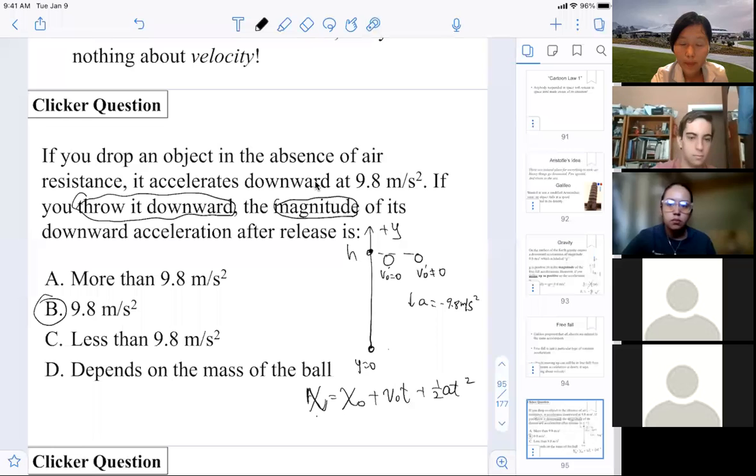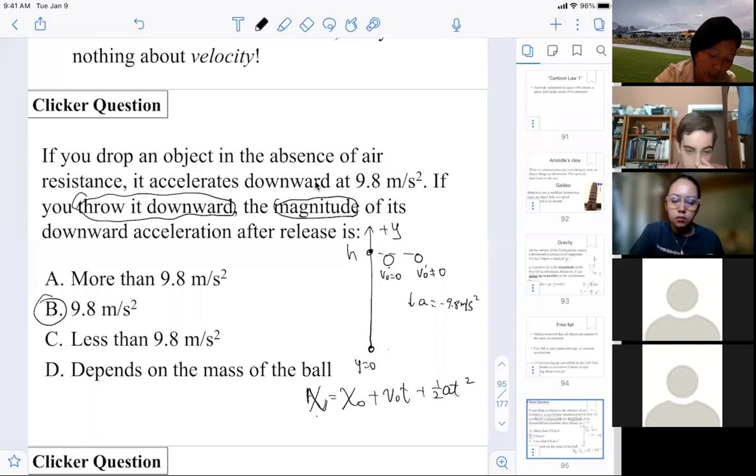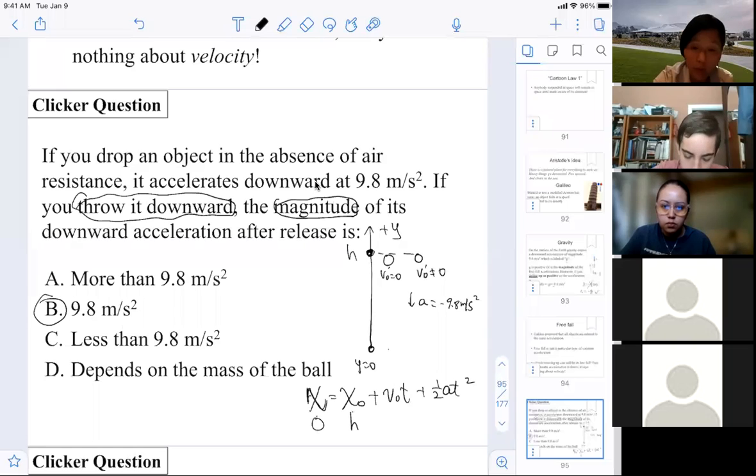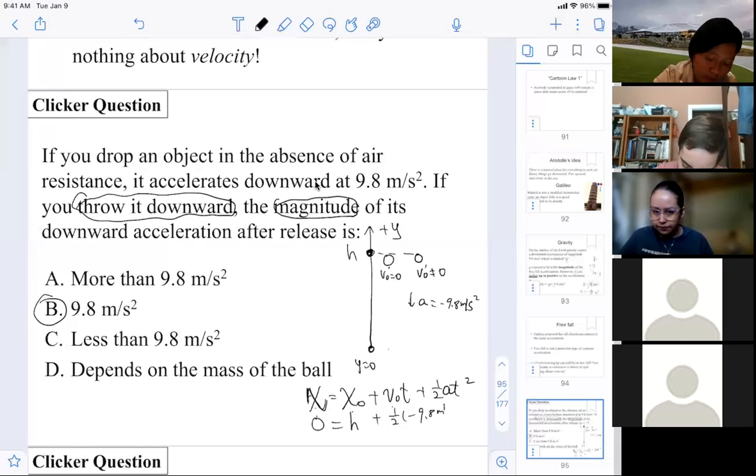So I could just replace my x with y. Okay, let me share my screen again because it was frozen. So I can replace my x with y, and my initial height is actually going to be h, because I was at a height before. My final height is 0, because eventually it falls down to the ground, right? So x becomes 0, x naught becomes h. Now, if v naught is 0, this term goes away, and you'll have 1/2 times negative 9.8 meters per second squared times t squared, and you find your t.